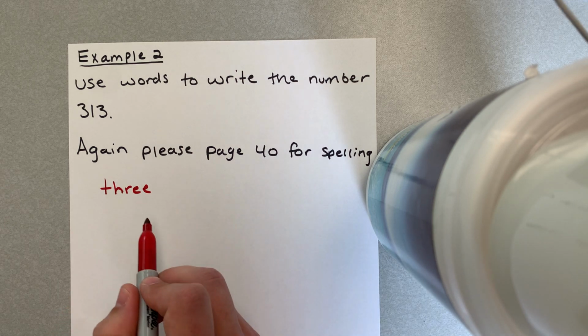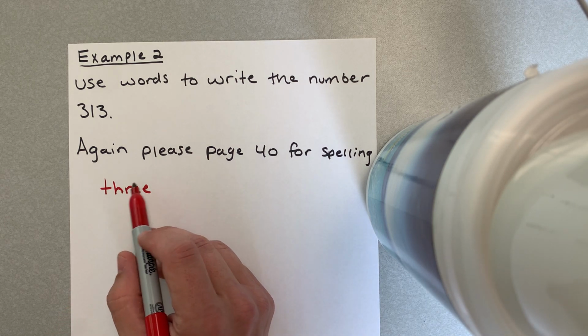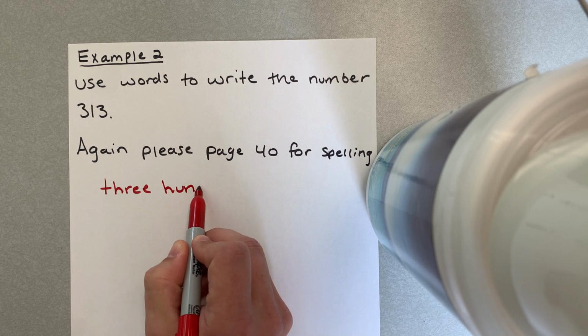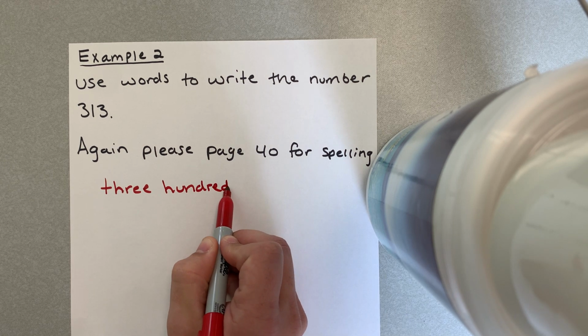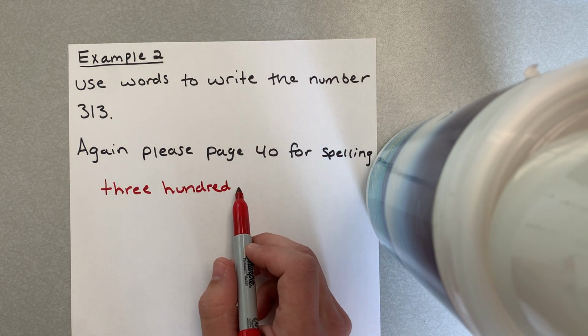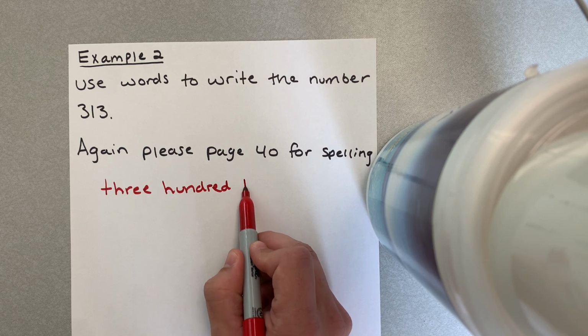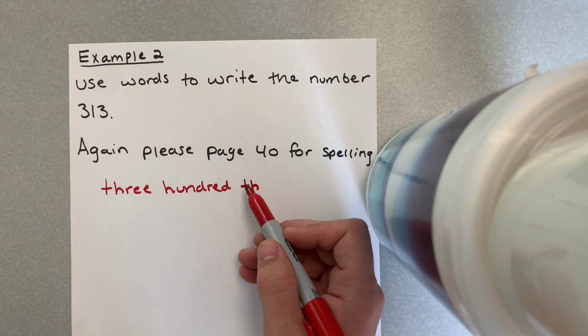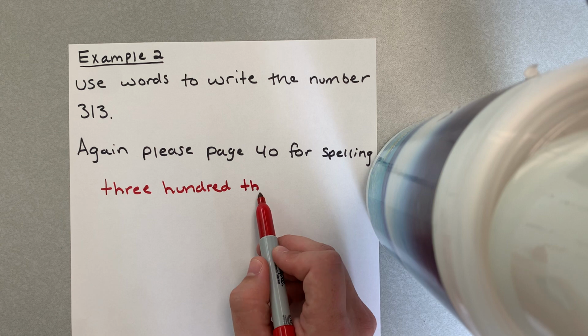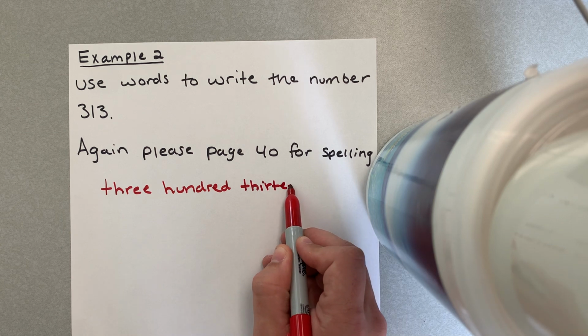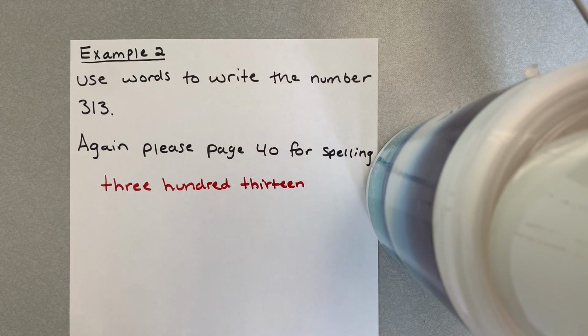Oh, sorry, I'm getting ahead of myself. I forgot to spell 100, so 300, and then 13. Again, I'm using page 40 just in case I need remembering how to spell the number. So this is how I would write 313.